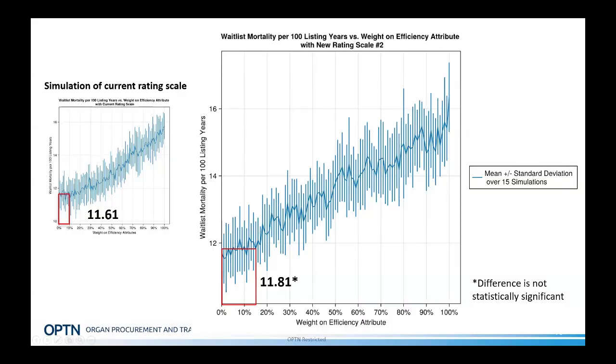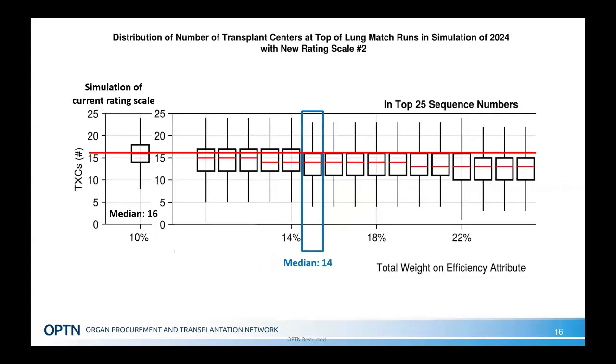And so using one of the 3 new rating scales, we can see in the larger graph on the right what happens if we increase, for example, the points from 10 to 15. You can see that the expected waitlist mortality goes from 11.61 to 11.81, and this was not statistically significant. And so this was felt to be a reasonable spot to try to increase the placement efficiency under this new proposed rating scale, without dramatically impacting waitlist survival.